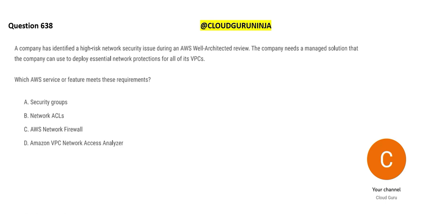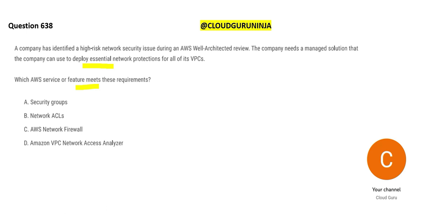A company has identified a high risk network security issue. There is a very big network security issue and the company needs a managed solution. Managed solution means it should get managed automatically using AWS services. We should not intervene and do anything manually. That is a managed service. So you want to deploy these essential network protections. Which AWS service would you use?